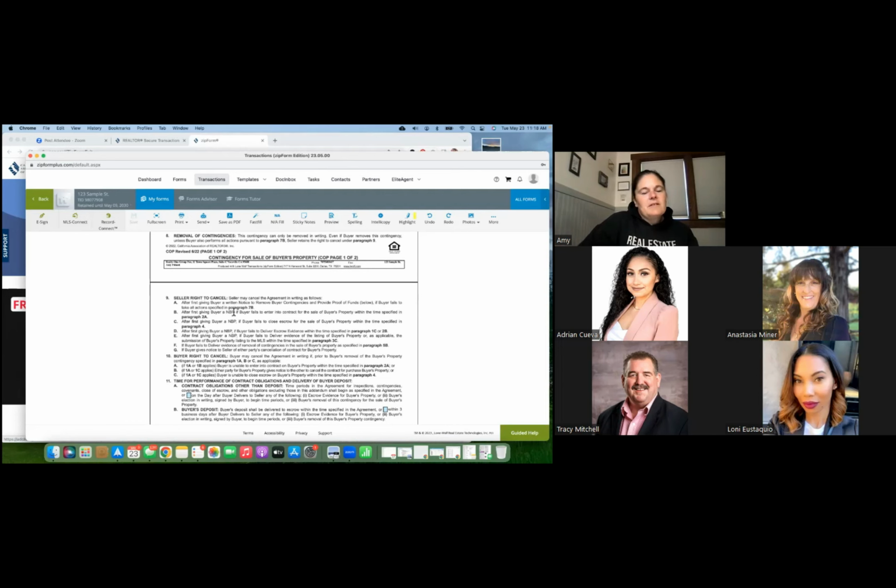If buyer fails to take any actions specified in paragraph 7B, after first giving buyer a notice to perform, or buyer fails to enter into contract of the sale of buyer's property within the time specified in 2A. Keep in mind, if the time in 2A was 14 days, you could issue the notice to perform 2 days prior to that due date. So if you were really trying to cancel and get away from this buyer because you got a better offer, for any of these timeframes, you could issue that notice to perform 2 days prior so that it expires on the date where that item is due.